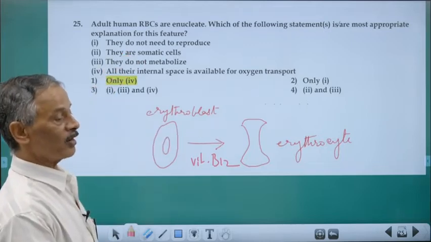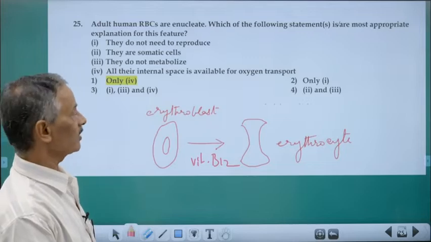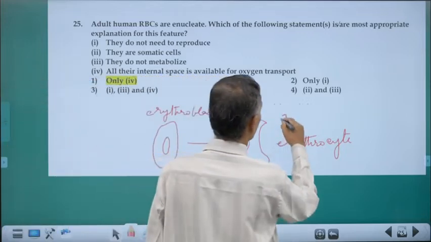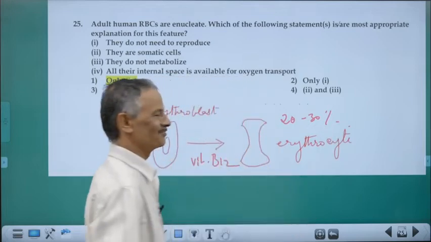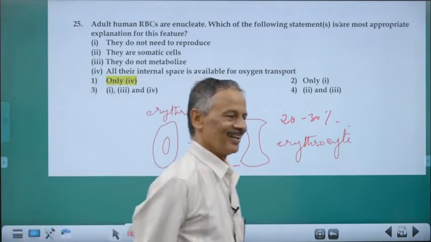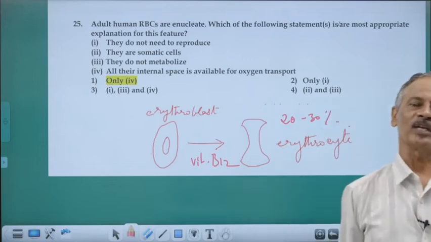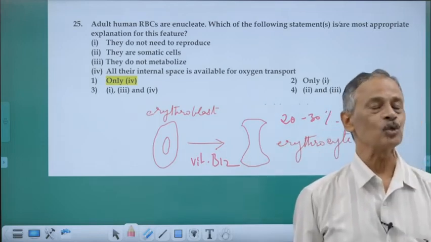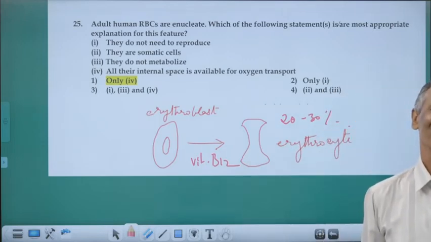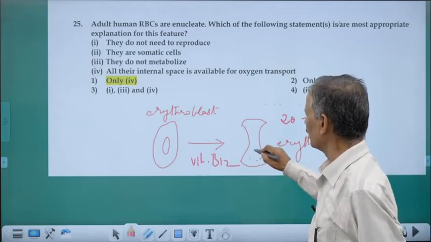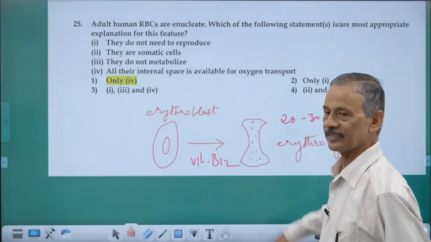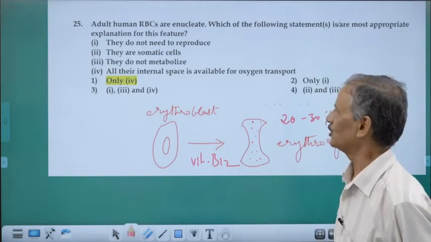Okay, so they do not need to reproduce. There is no nucleus. It is biconcave. So that biconcave shape has some advantage. What is that? It has 20 to 30% more surface area than the other shape. So that exchange of gases can take place through the surface, because surface area is increased by 20 to 30%. And since there is no nucleus, the entire interior is filled with hemoglobin so that it can carry the maximum amount of oxygen.